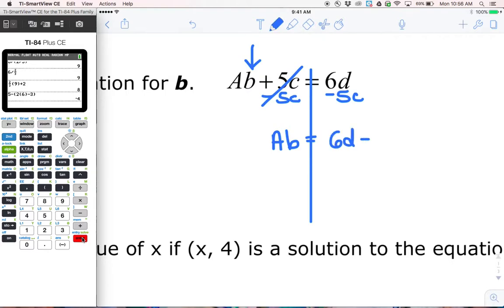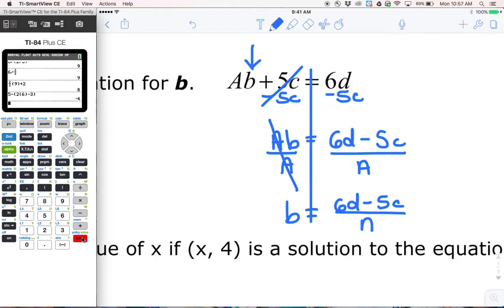6d minus 5c. Okay, finally, we're getting rid of this a right here. We don't know what number it is, but if I divide by it, the a's cancel and the b stays, right? So I'm left with b equals, which is what I ultimately wanted. Now, if I divide the left side by a, I have to also divide the right side by a. So my final answer here is 6d minus 5c all divided by a.